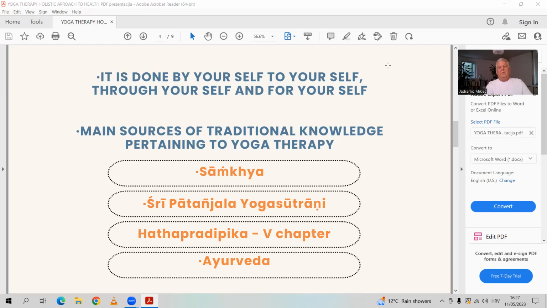Now we will see in short for each of them, and then I planned today to take more time for the approach of yoga therapy from the perspective of Sankhya. Then in another webinar, there will be a more detailed approach from the Patanjala Yoga Sutras. Then the next webinar will be in relation to the Hatha Pradipika, especially the 5th chapter, or lesson 5, in that ancient text, which is devoted to the yoga therapy, and then to Ayurveda.